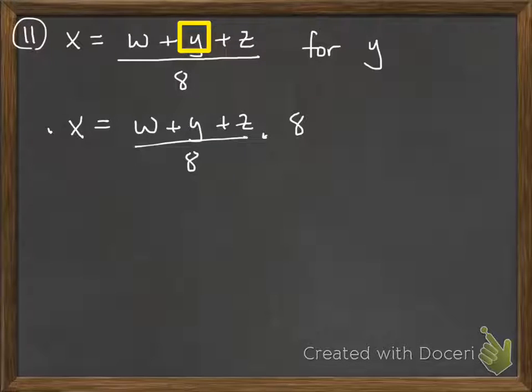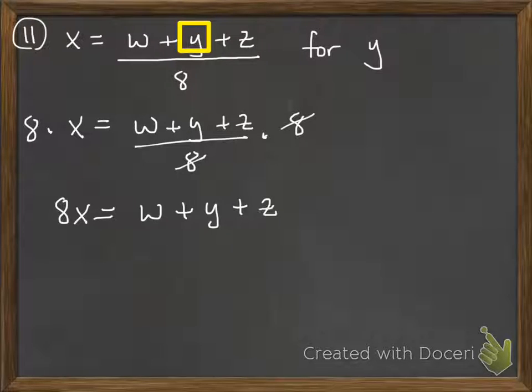So we're going to multiply both sides by 8. On the left-hand side, I have 8 times x, which is 8x. And on the right-hand side, the 8's will cancel because multiplying by 8 and dividing by 8 are opposite operations. And then I'm left with w plus y plus z. And again, they're asking me to solve for y. So to get y by itself, I have to move the w, and that is a positive w, so I would move it by subtracting.